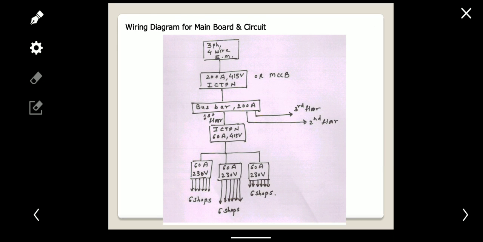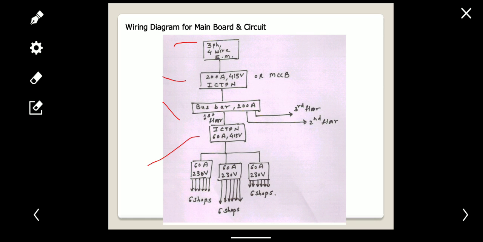Now the wiring diagram from the main board to the circuit. From the main board to the circuit, 3-phase, for one floor only. So a 3-phase 4-wire energy meter is connected. Then this energy meter is connected to the ICTP. The rating of the ICTP is 200 ampere, 415 volt. Then a 200 ampere bus bar is connected here. On this bus bar, the third floor and second floor wires are connected. Then the ICTP for the first floor.